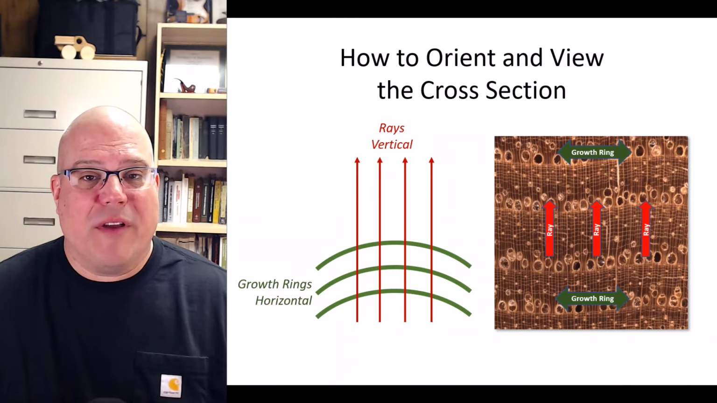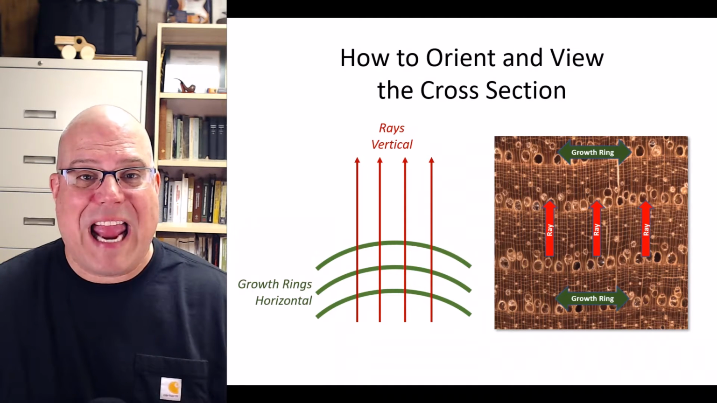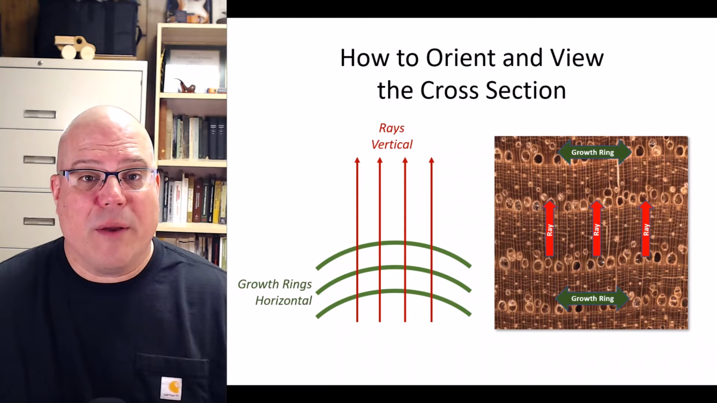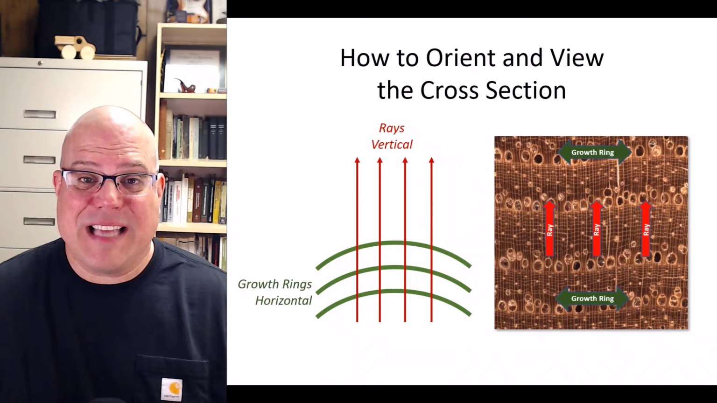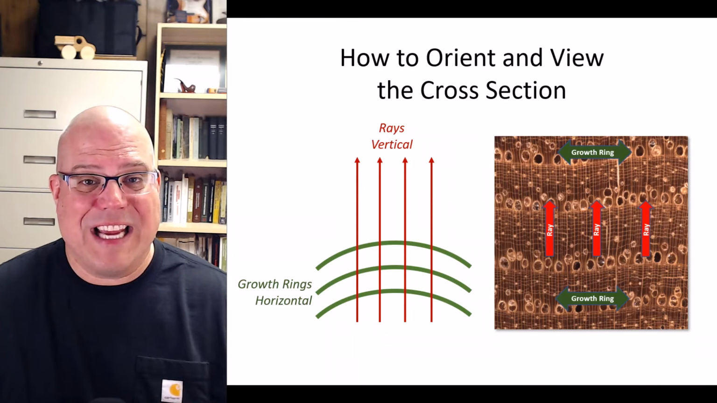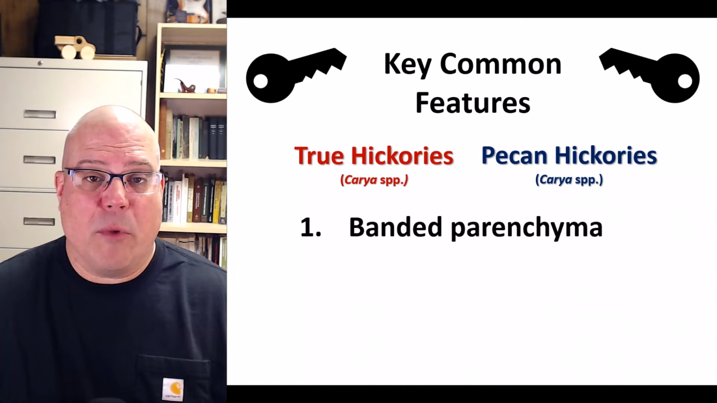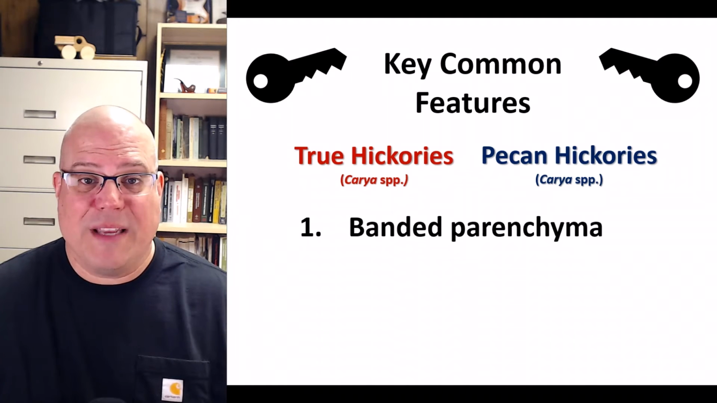As we suggested in previous videos, please remember when you view your wood specimens under a hand lens to orient them with the rays running vertically and the growth rings running horizontally. This will make it easier to compare them to the images you see in my slides and your wood anatomy reference book. All references to vertical and horizontal in my videos will assume the same ray and growth ring orientation as in the images. We'll see many features of hickory and pecan today, but let's start by previewing the most important ones, the ones you should commit to memory.